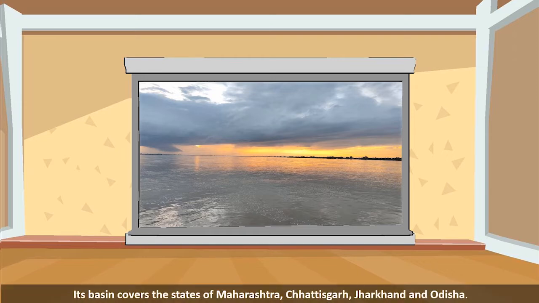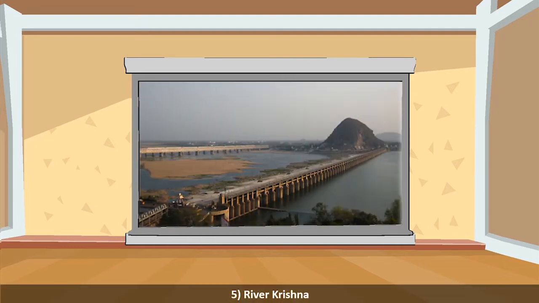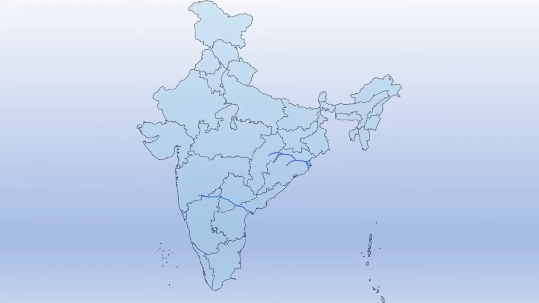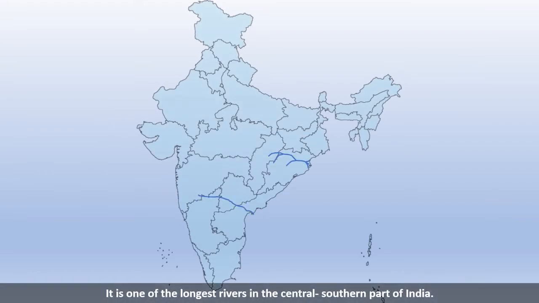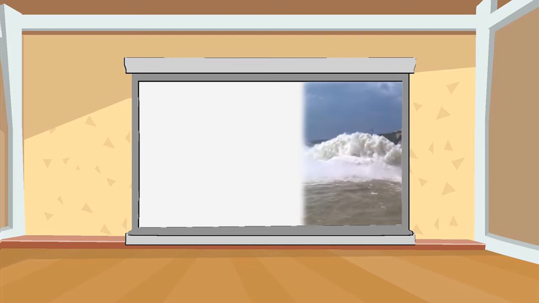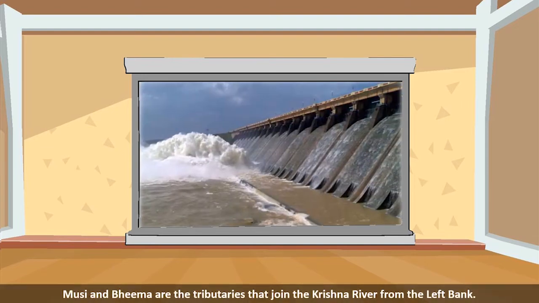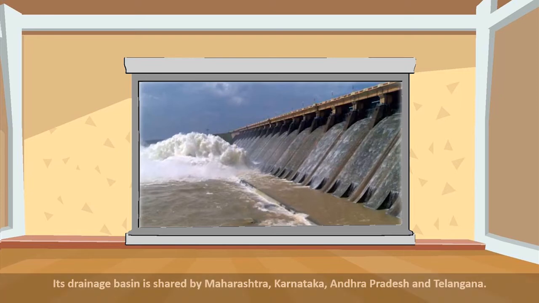The Krishna River is one of the longest rivers in the central southern part of India and it rises from Mahabaleshwar in Maharashtra. It drains itself into the Bay of Bengal. Koyna, Panchganga, Ghataprabha and Tungabhadra are the main tributaries of river Krishna. From the left bank, the Musi and Bhima are the tributaries of this river. It covers the states of Maharashtra, Karnataka, Andhra Pradesh and Telangana.